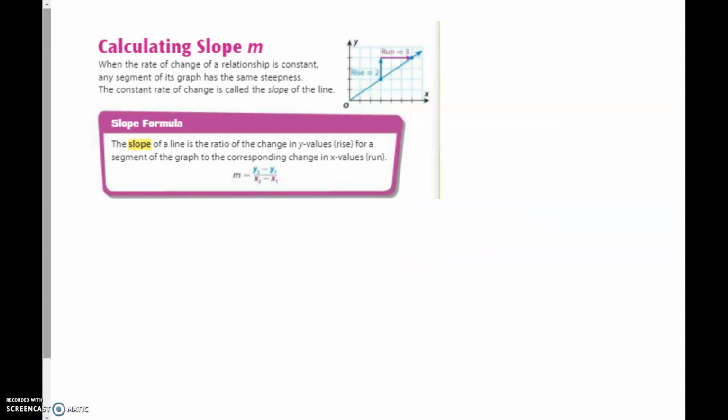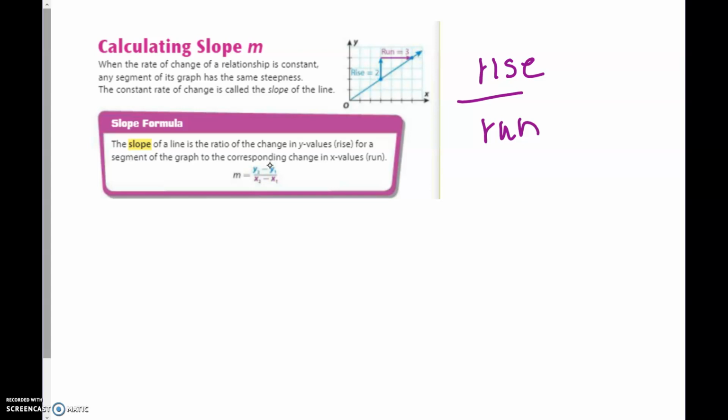All right, finding slope here. So finding slope is going to be rise over run. Do you see how it's the constant rate of change? We're doing the exact same thing where we're taking those y values on top and subtracting, and the x values on the bottom. And we call this rise over run.